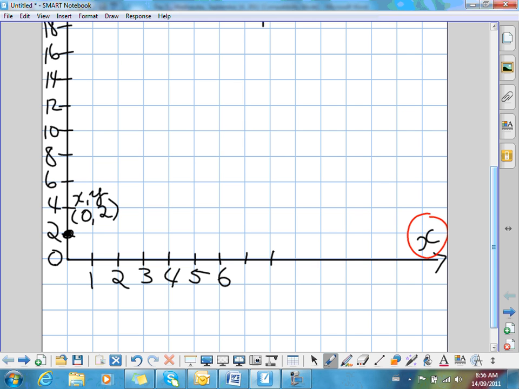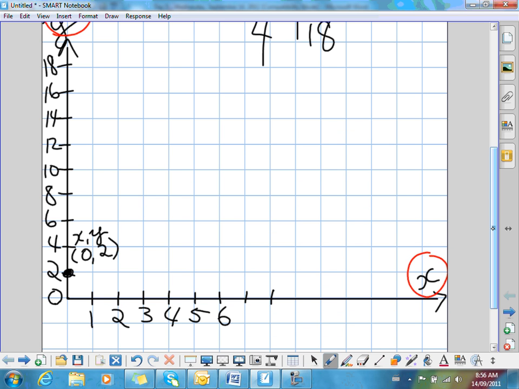Now, can someone read me the next point off of the t-table? Anything I'm doing right now on the smartboard, just copy down on your page. Okay, 1, 6. So remember, the x value is 1. You look to see where it is on your graph, and then the y value is 6. So I see it meets right there. So I say 1, 6.